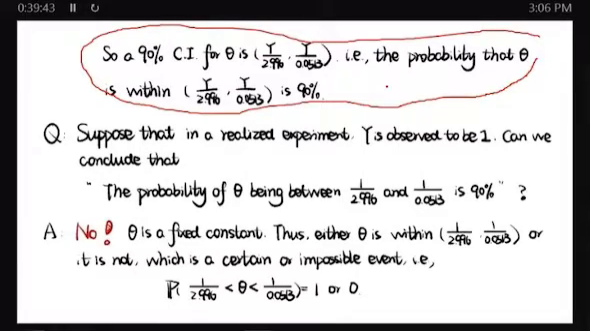Theta is a fixed constant. I told you, theta is not subject to variation. What is subject to variation is your interval estimator. The location of the interval is subject to variation. It's random. But theta, the true value, doesn't change, even though it's unknown. It's fixed. So I said theta is a fixed constant. Thus, either theta is within the interval or not, so the probability is going to be 0 or 1. It could be there or not.